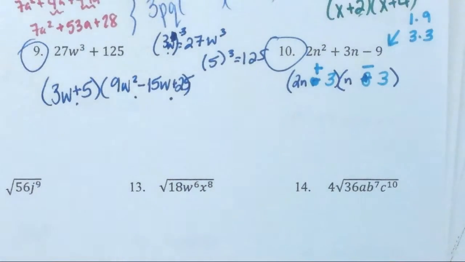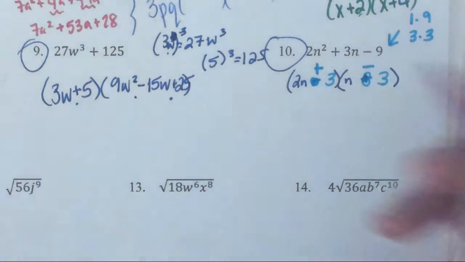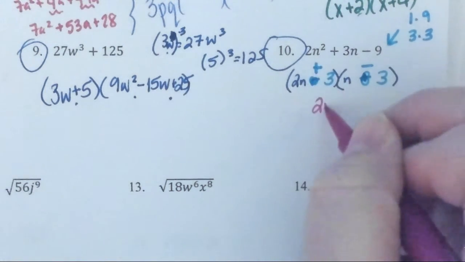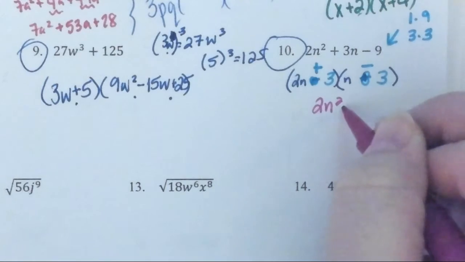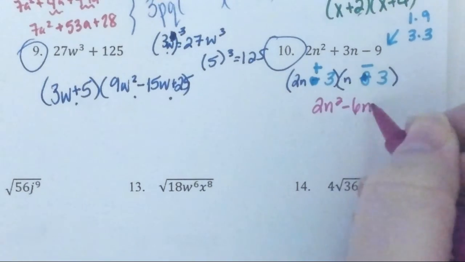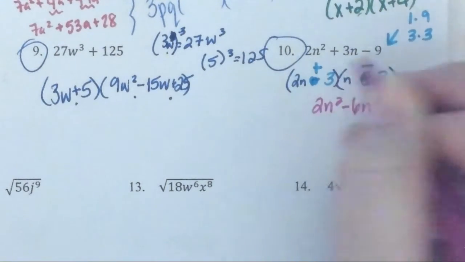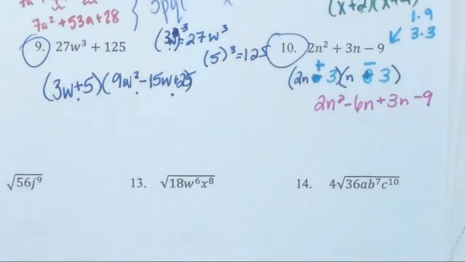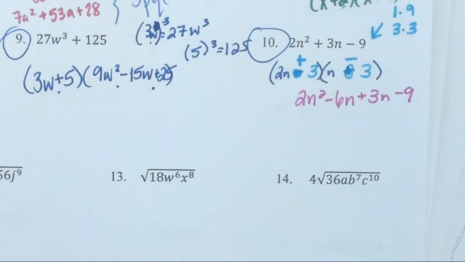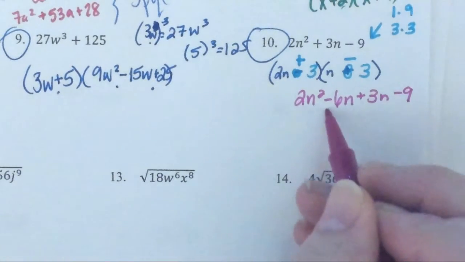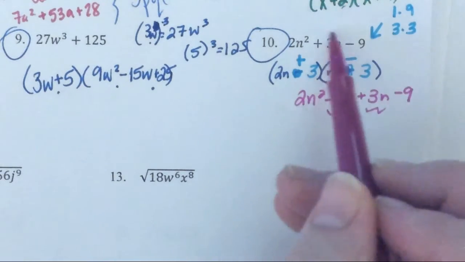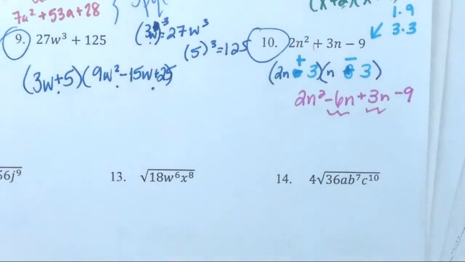He might be wrong. He might have to come back and change the signs. Or heck, it might not even be 3 and 3. It might be 9 and 1. But let's check and see. So 2n squared would be first. Outer minus 6n. Inner plus 3n. Last minus 9. Did we succeed? No, because we got a negative 3n for the inner. Because when we combine those two, we'll have a minus 3n. We need a plus 3n. So we need to change things.